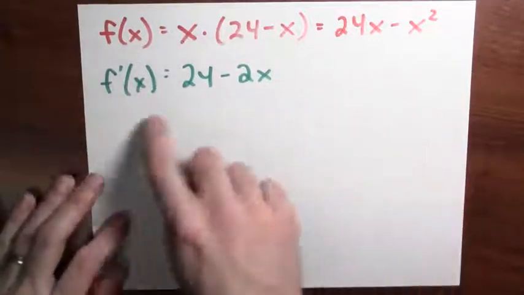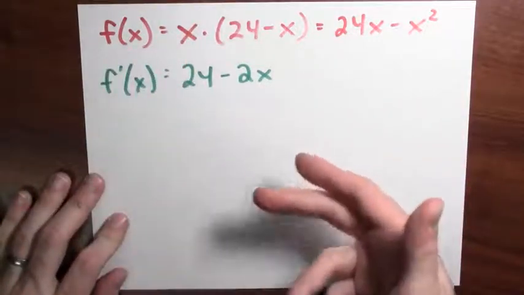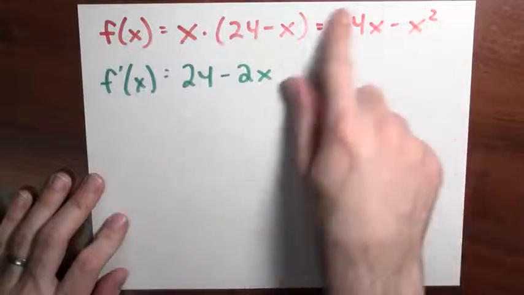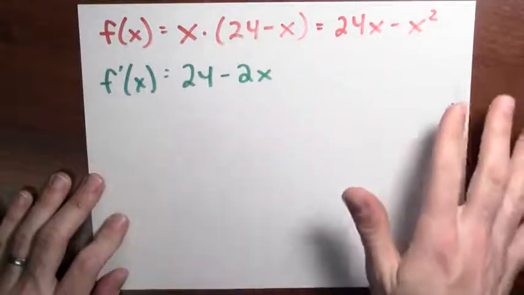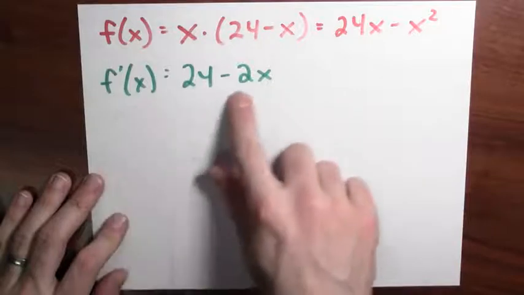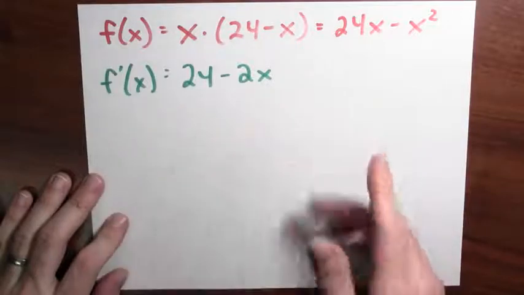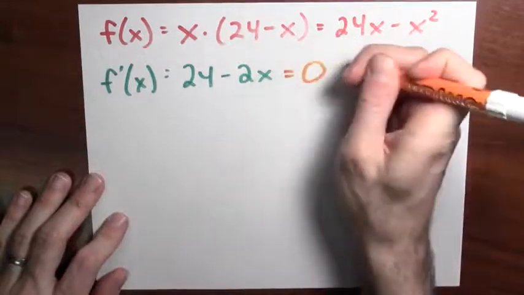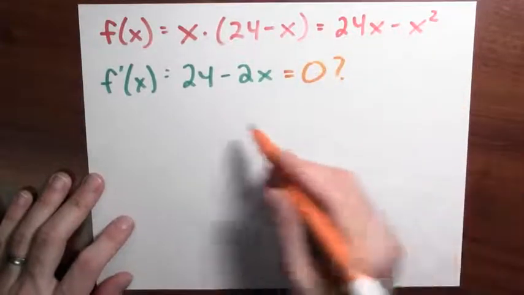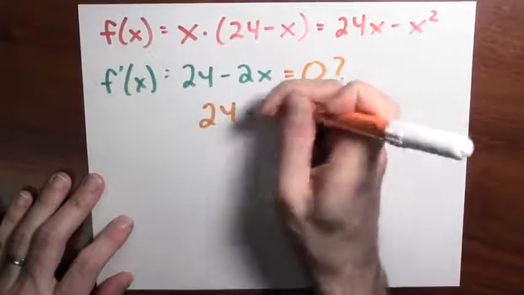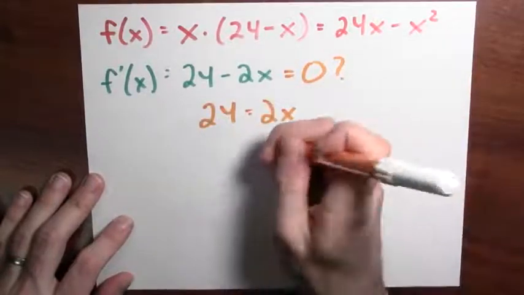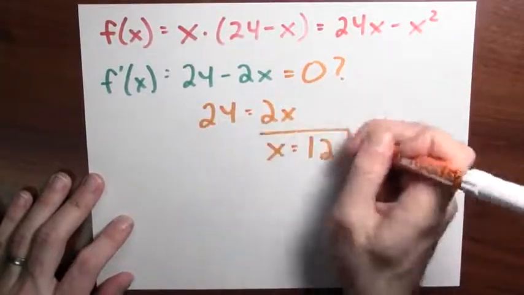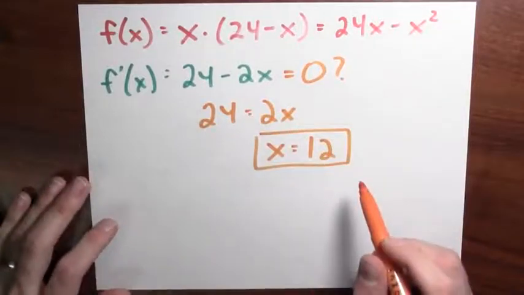I'm trying to find critical points, right? Critical points are where the derivative doesn't exist or where the derivative is equal to 0. Now this function is just a polynomial, so it's differentiable everywhere. So I don't have to worry about the function's derivative not existing somewhere, but I do have to find places where the derivative is equal to 0. So when is this thing equal to 0? Well, that's the same as asking when 24 is 2x. That's exactly when x is 12. So here is my critical point.